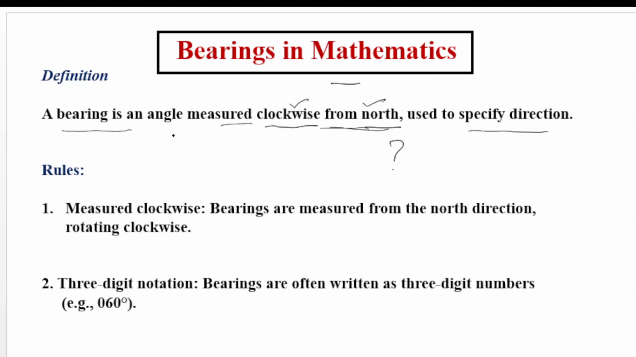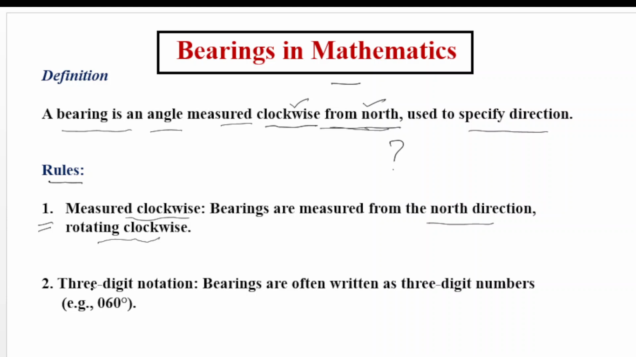All these definitions I made from your book. These are the important points; if you learn these, you will understand all the things. The rules will be helpful in solving the questions collectively if you learn them. I try my best to make it easy. Bearings are measured from the north direction, rotating clockwise. The first rule, keep it in your mind, my dear students: bearings are measured from the north direction, rotating clockwise.